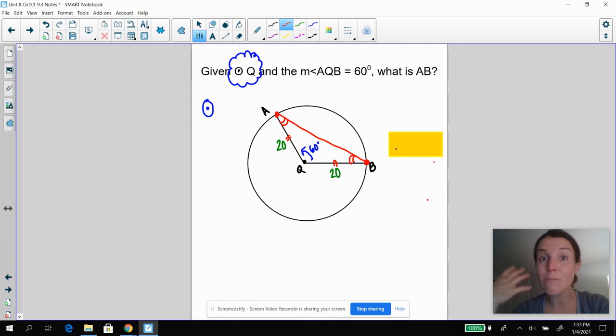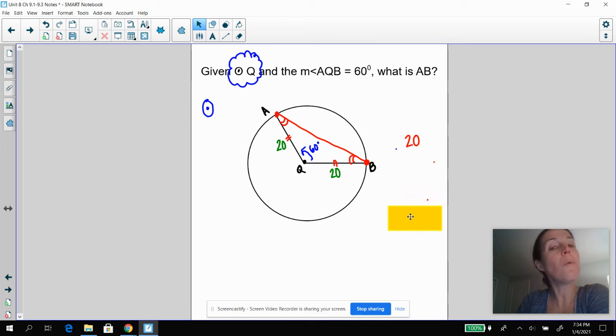Wait a second, this is more than just an isosceles triangle. This is an equilateral triangle because if this vertex angle is 60 degrees, what's left is 120. But if those two have to be congruent to each other, then they're all going to be 60. So this is a nice little equilateral triangle, which means the side length of AB is 20. Hopefully you got that right. I know it's tricky, but you're going to start to see shapes within circles, which is kind of cool.